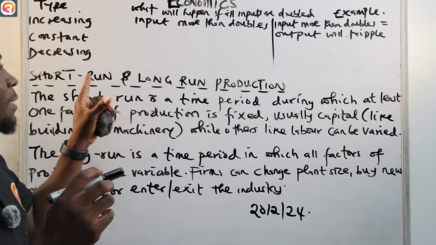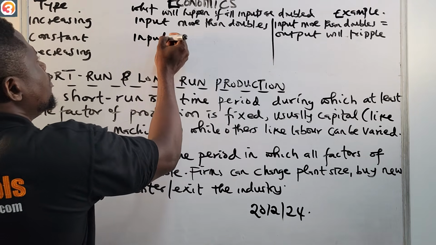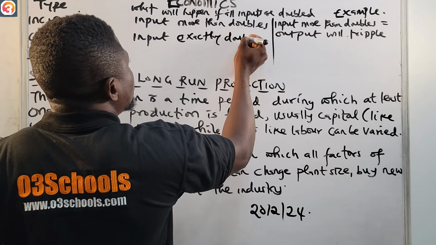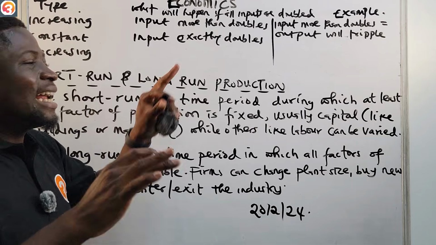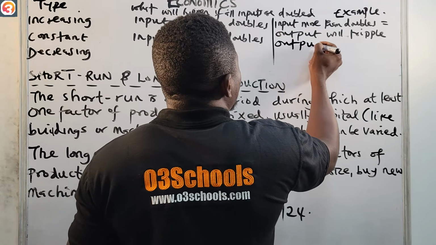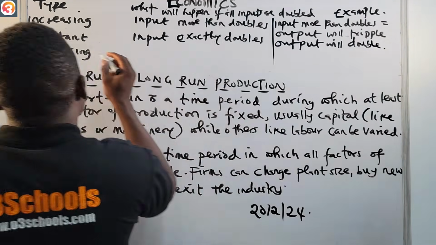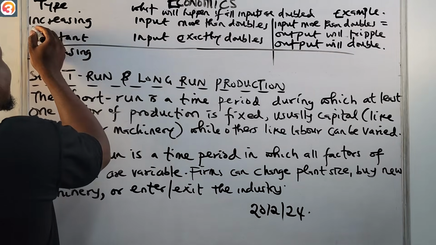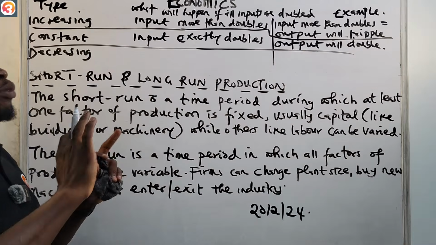Now, let us give an example for constant return to scale. If input exactly doubles, that's an example of constant return to scale. If it exactly doubles, what would happen? Then, of course, output will also double, because it's constant. It doubles here, it will double here. Because it is increasing, if input more than doubles, then the output will also more than double.